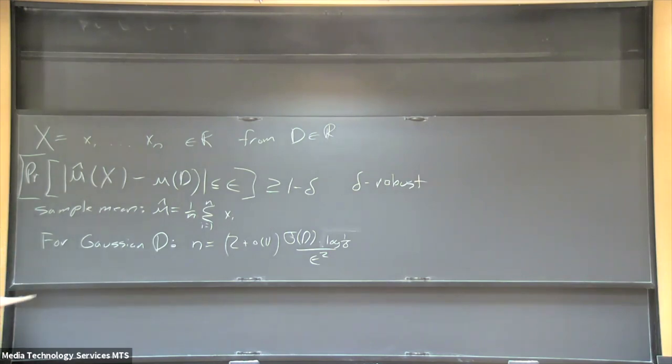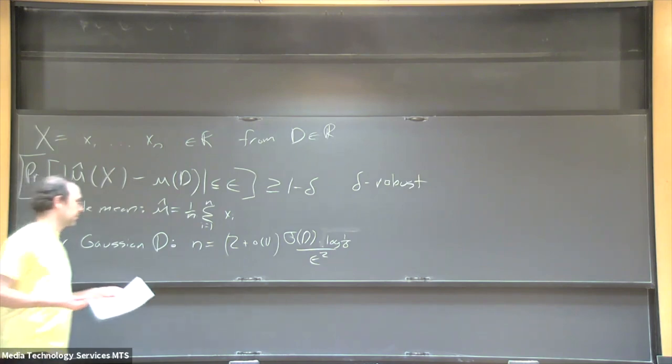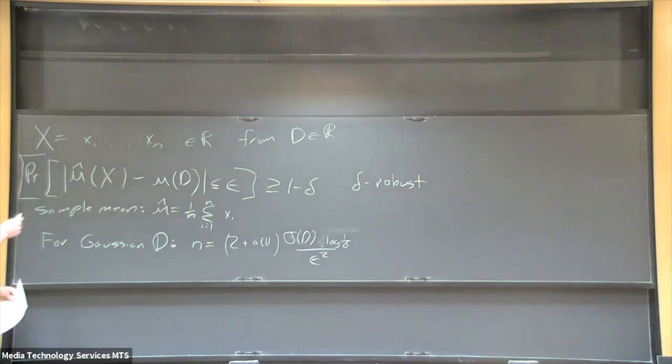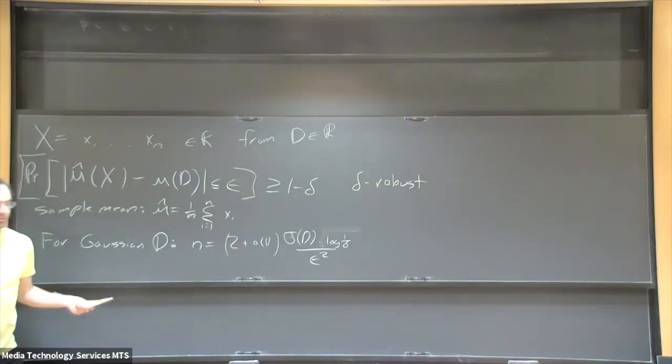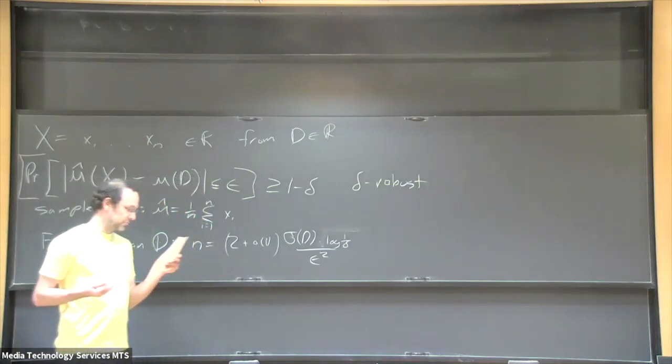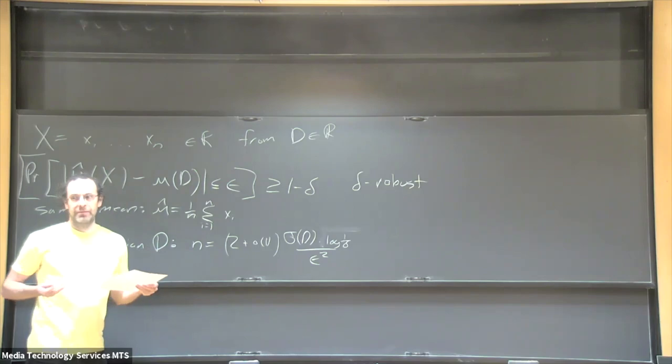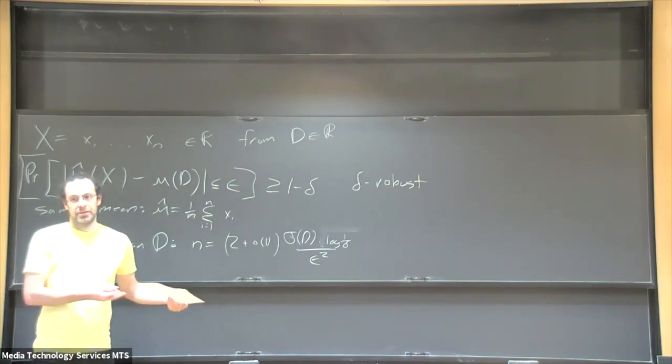Not so surprised. By the way, the way that I want to rephrase this is, just reparameterizing. Epsilon, delta, and n are all things that you know or care about, so you can reparameterize. Instead of saying what n is needed to obtain an epsilon and delta, you can phrase it in other ways. The way we'll phrase it is: what error epsilon do you get if you have n samples and you insist on delta robustness?